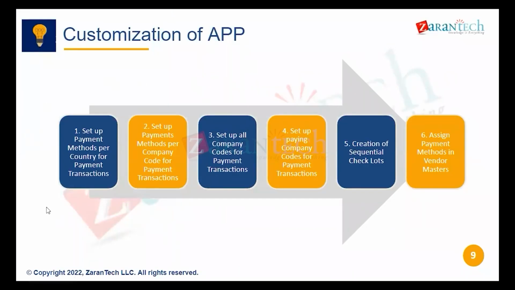Now, what are the steps which we need to do for the automatic payment program? These are steps 1, 2, 3, 4, 5, 6. As a part of these steps, we will first do the payment method for country setup, then payment methods per company code, then all company codes. I'll explain one after one, just bear with me. Then the fifth step, creation of check lot, then assigning the payment methods in the vendor master. These 6 steps we'll do step after step.